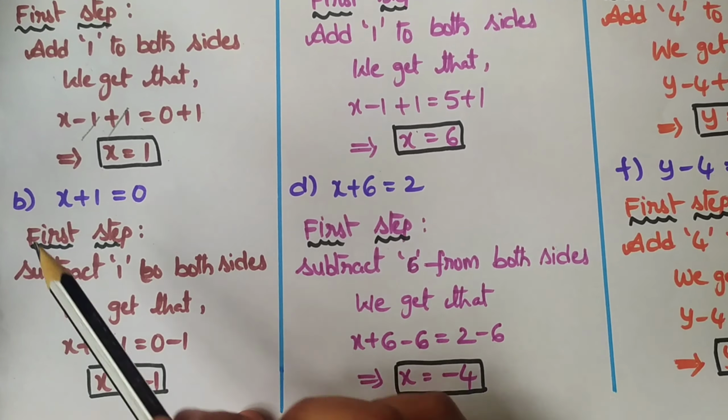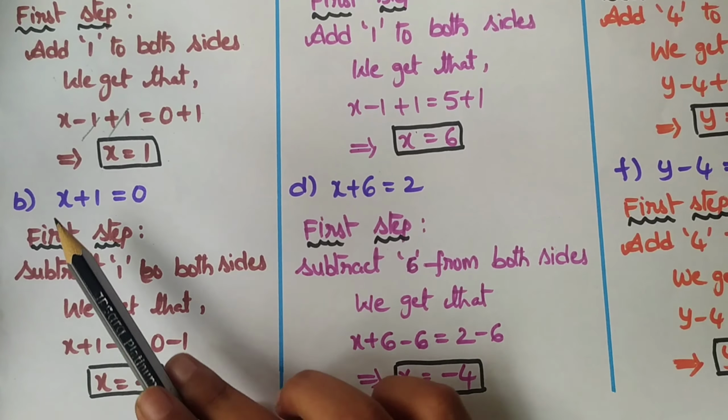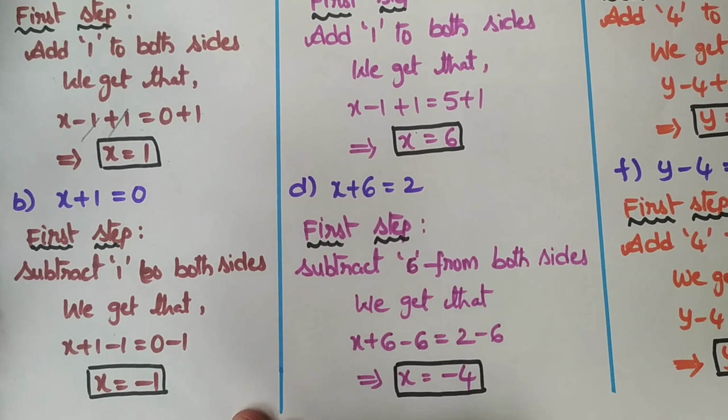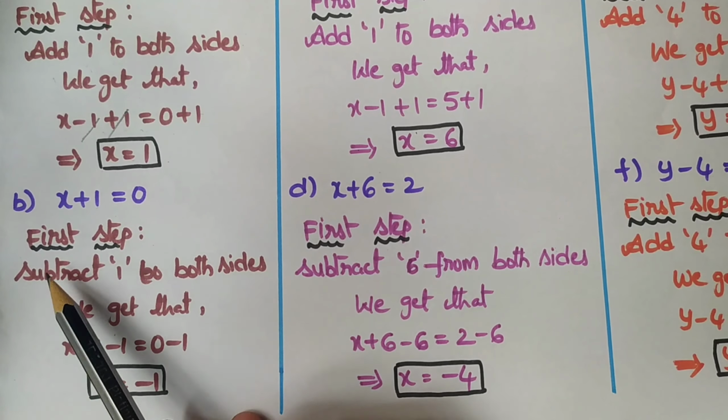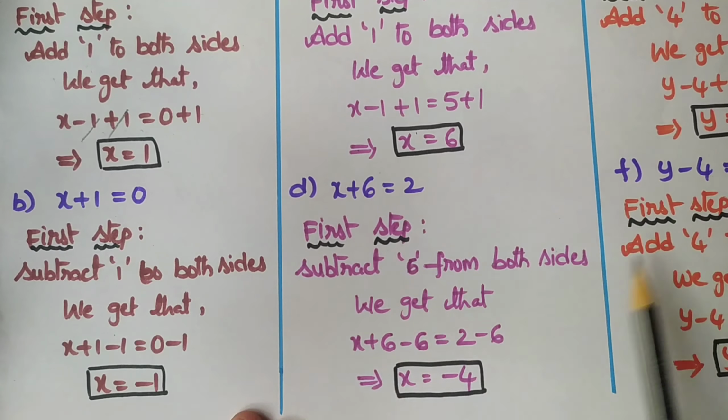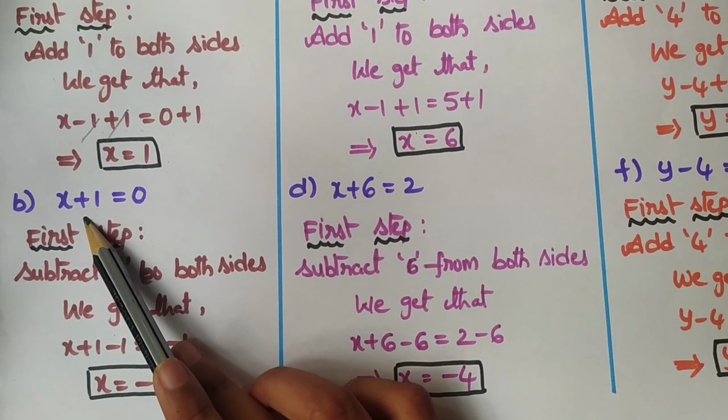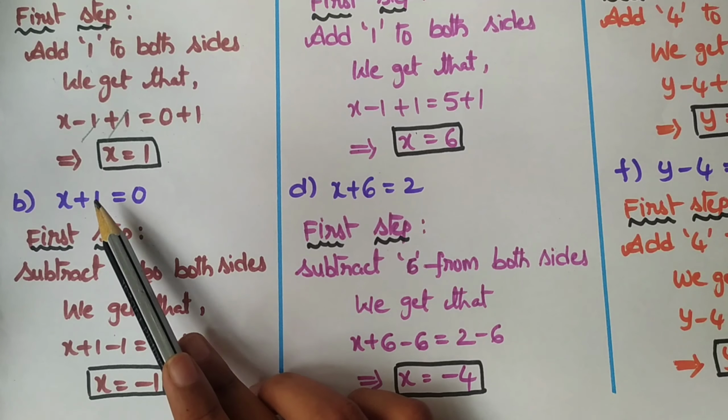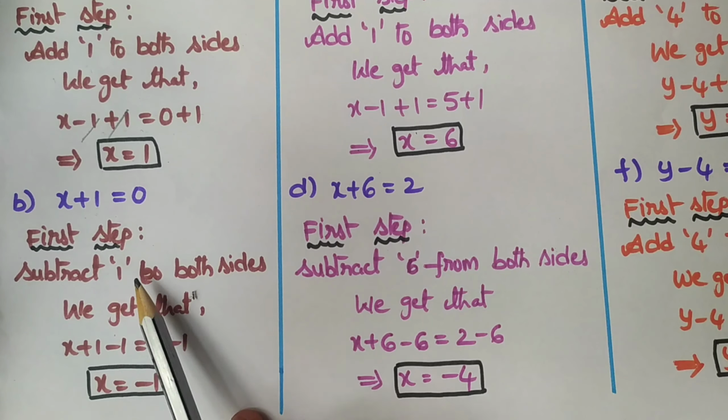Okay friends, now let us see B bit. That is x plus 1 is equal to 0. Here the first step is, see here friends, it is plus 1. That means we have to subtract 1. So subtract 1 from both sides.